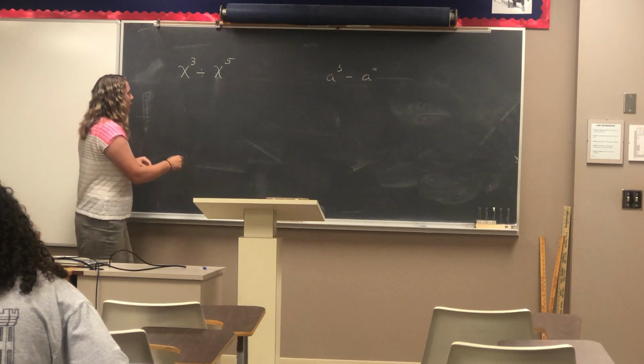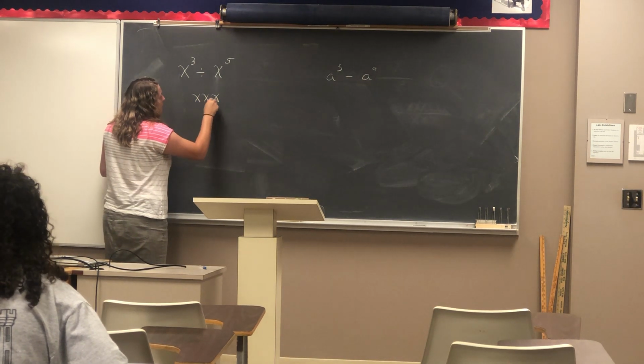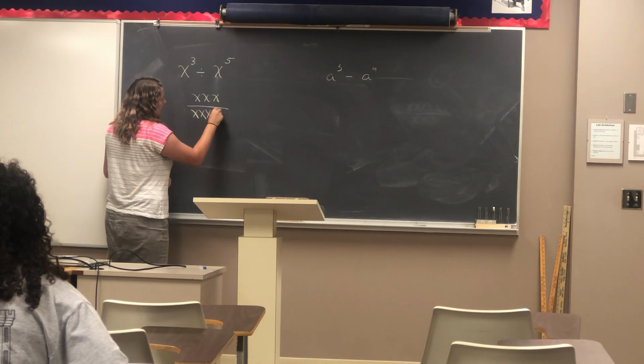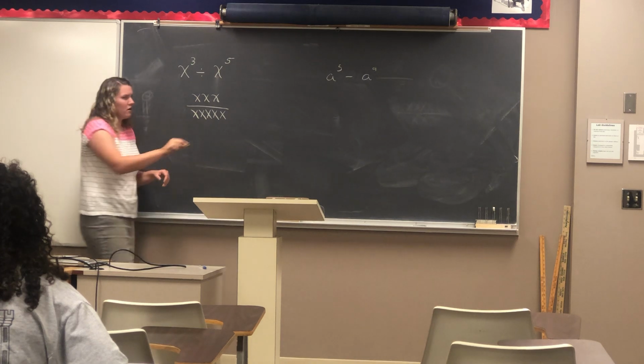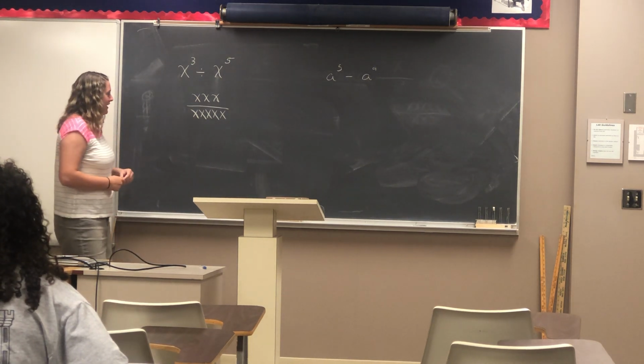But we're going to do this just like we normally would, and we're going to have the smaller number in the numerator. So we have 3 x's, and then we're going to have 5 down here. Does everybody agree with my x's? Did I get those right? I hate it when I miscount my x's.